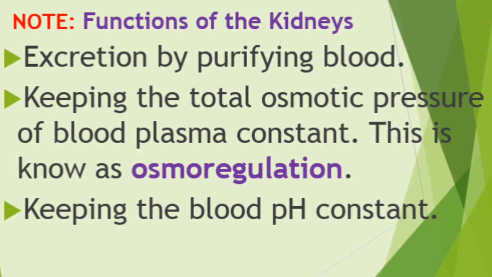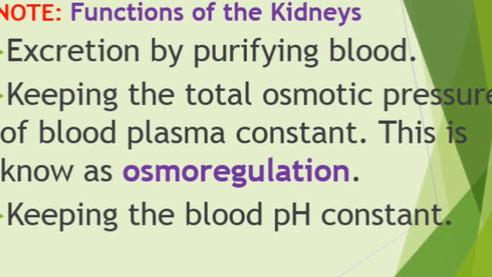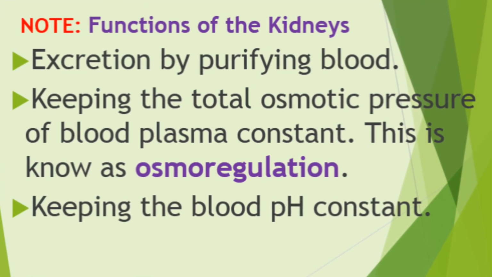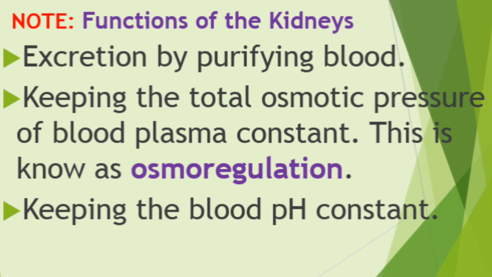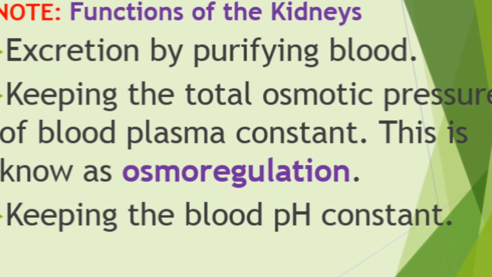If you write down the functions of the kidney, we have excretion by purifying blood, keeping the total osmotic pressure of blood plasma constant. That's what we call osmoregulation. And keeping the blood pH constant. That is very important for you to take note of.